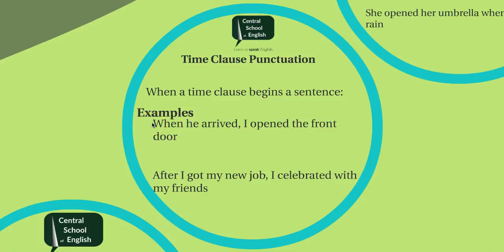Because the sentence begins with the time clause connector, we separate the dependent clause from the main clause using a comma. In the second example, "After I got my new job, I celebrated with my friends." This example also begins a sentence with a time clause connector using the word "after." Because the time clause connector appears at the beginning of the sentence, we separate the dependent clause from the main clause using a comma.